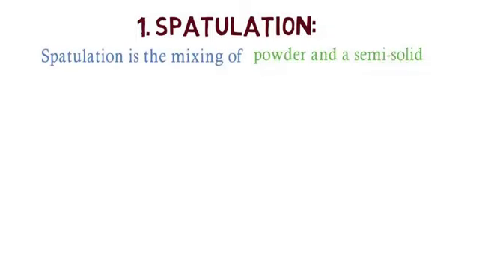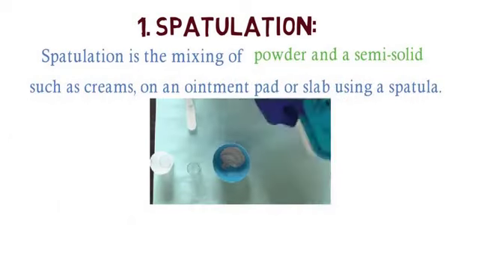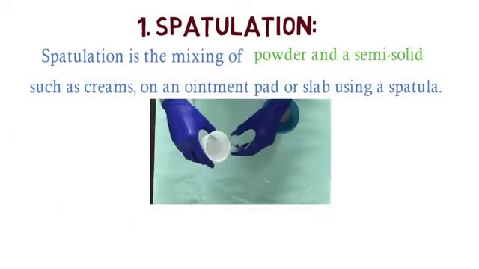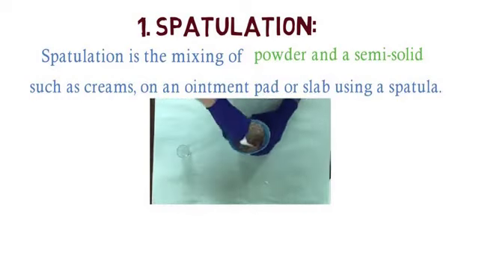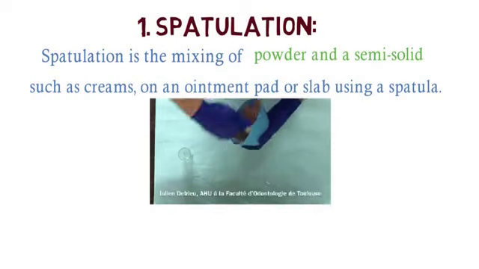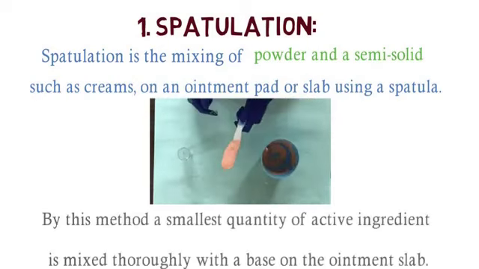1. Spatulation. The first method is spatulation. Spatulation is the mixing of powder and a semi-solid such as creams on an ointment pad or slab using a spatula. As we use spatula for this mixing process, the name comes as spatulation. By this method, a smallest quantity of active ingredient is mixed thoroughly with a base on the ointment slab.